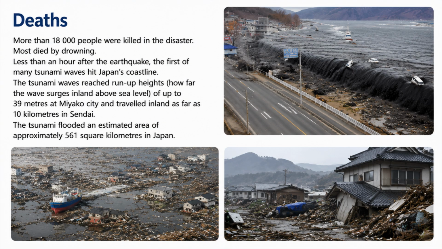Deaths: more than 18,000 people were killed in the disaster. Most died by drowning. Less than an hour after the earthquake, the first of many tsunami waves hit Japan's coastline. The tsunami waves reached run-up heights, how far the wave surges inland above sea level, of up to 39 meters at Miyako City and traveled inland as far as 10 kilometers in Sendai. The tsunami flooded an estimated area of approximately 561 square kilometers in Japan.